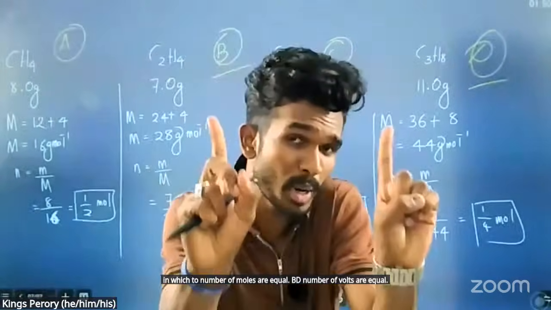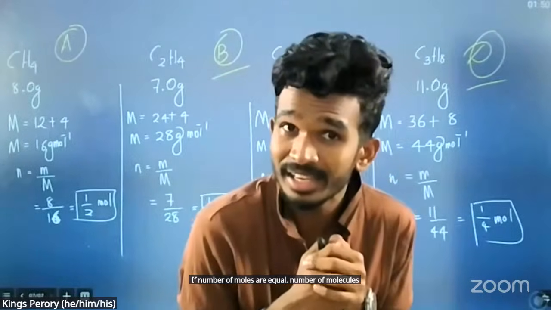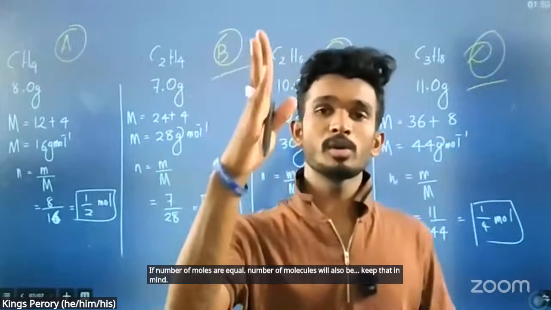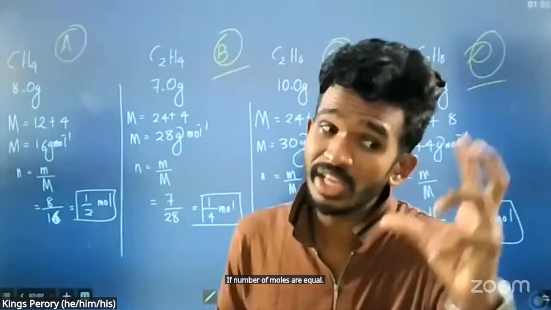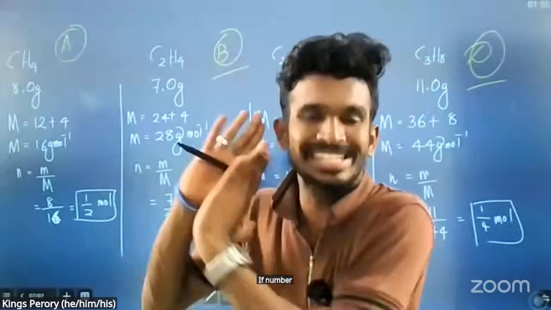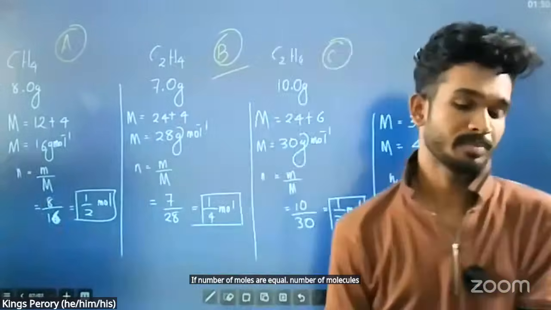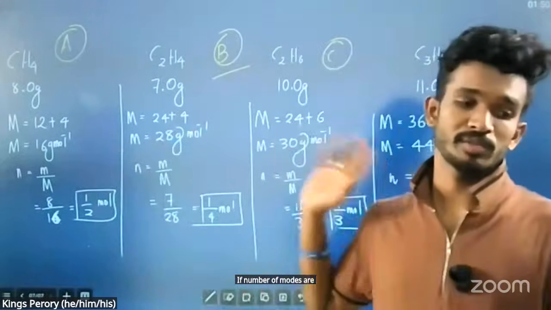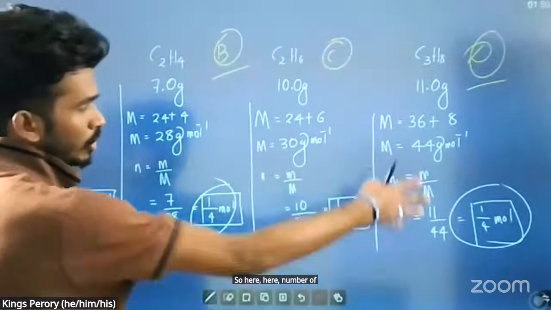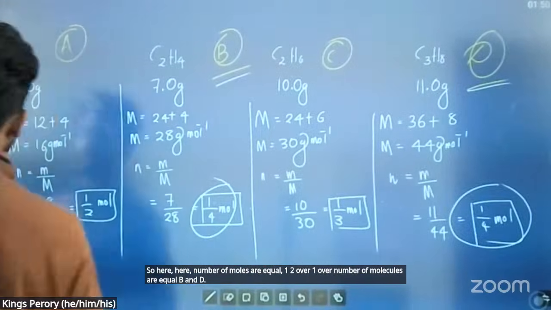equal. If number of moles are equal, number of molecules will also be equal. Keep that in mind. So here the number of moles are equal, 1 over 4, and the number of molecules are equal in B and D.